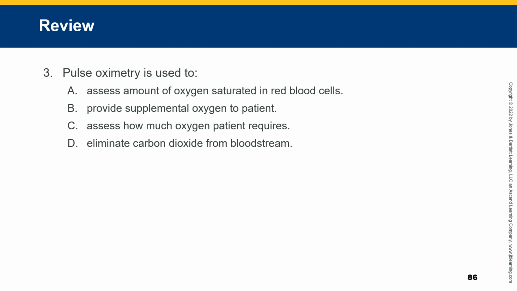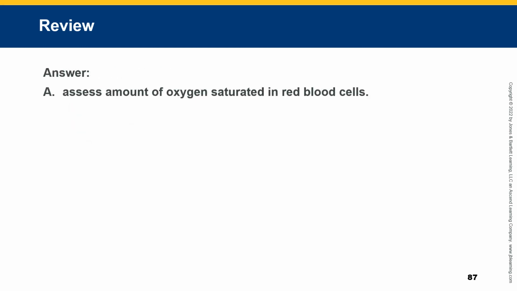Our third and final review question is, pulse oximetry is used to: A. Assess the amount of oxygen saturation in red blood cells, B. Provide supplemental oxygen to the patient, C. Assess how much oxygen the patient requires, or D. Eliminate carbon dioxide from the bloodstream. The correct answer is A. Assess the amount of oxygen saturation in red blood cells.